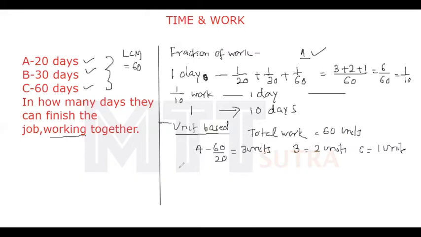So total work done by A, B, C together in 1 day is 3 plus 2 plus 1, that is 6 units. 6 units of work is done in 1 day. Total amount of work I have taken is 60 units. So 60 units will be done in 60 by 6, that is 10 days.